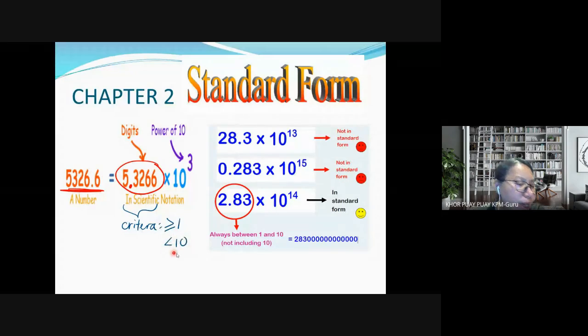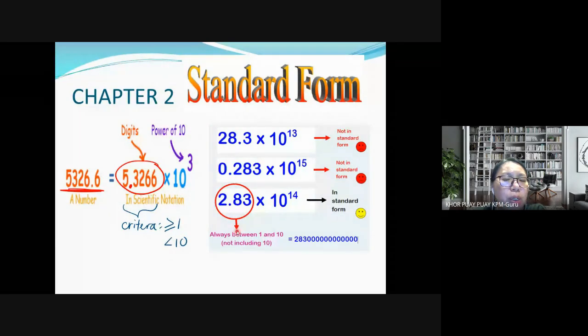This is already more than 10. So this is not correct. So if you get your answer 0.3283, this is 0 point, less than 1 already, which also does not fulfill the criteria of your standard form. So this is also wrong. You don't get marks.